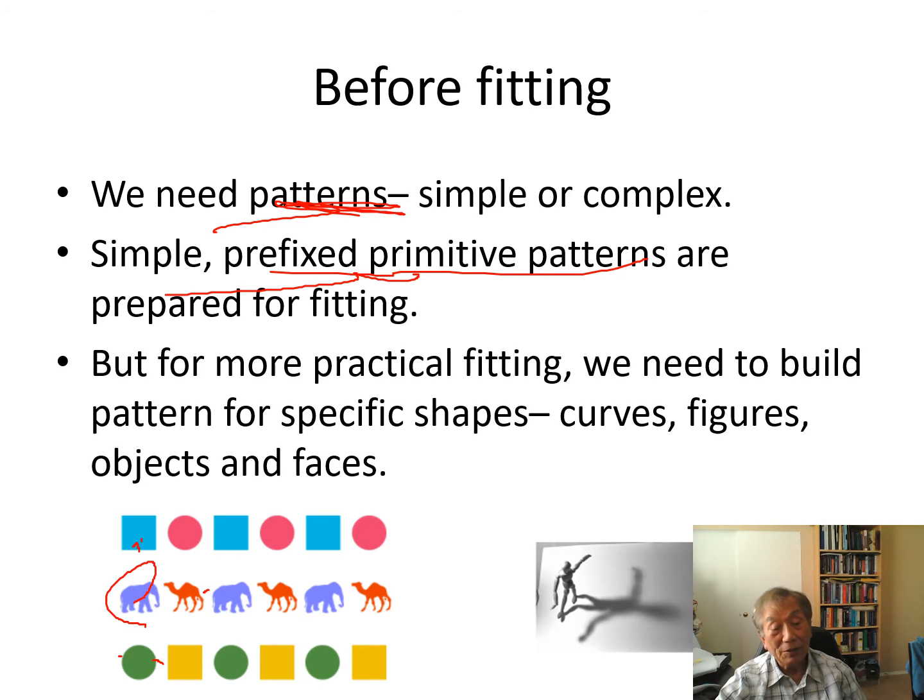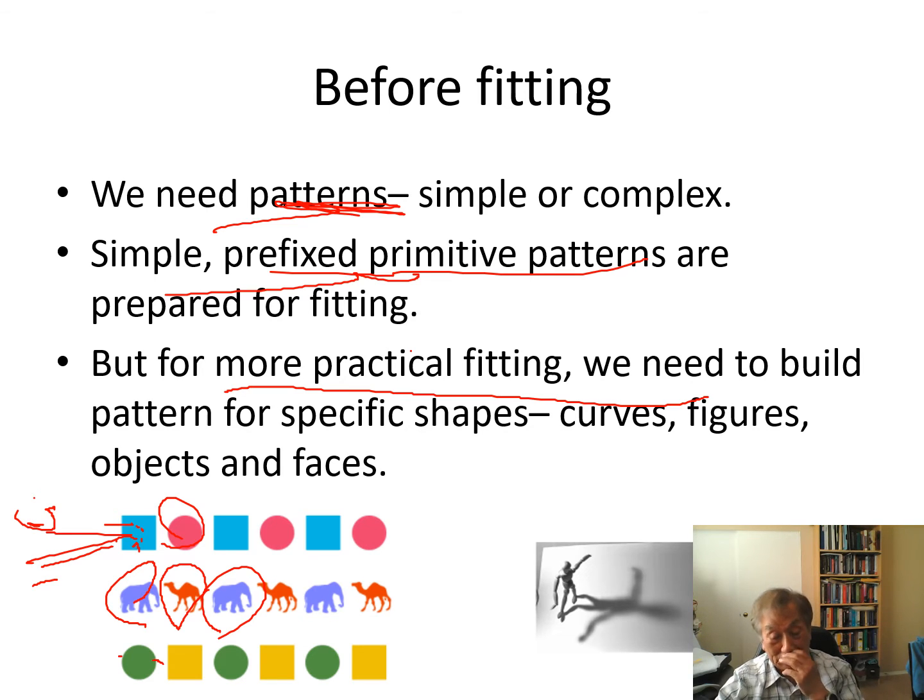Or a little bit of those elephant and camel kind of pattern it may be. So they may be very simple primitive patterns. But it's rare to find any kind of object that perfectly fits the simple shape. Rather, we need a certain generalized, tailor-made shape, so using specific shaping by curves and figures.